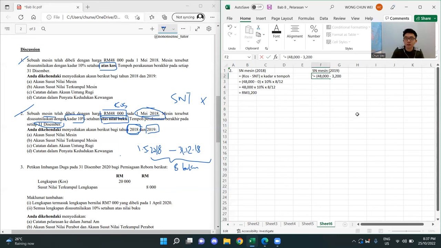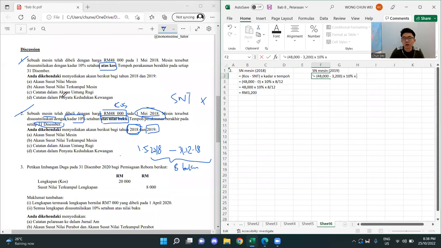Can you see it? Because what's SNT? SNT means you add up all the Susut Nilai yang ada. So sampai 2018, how much is the Susut Nilai Terkumpul? It will be 3,200. So use 48,000 minus 3,200. Then you times the kadar sama 10%.